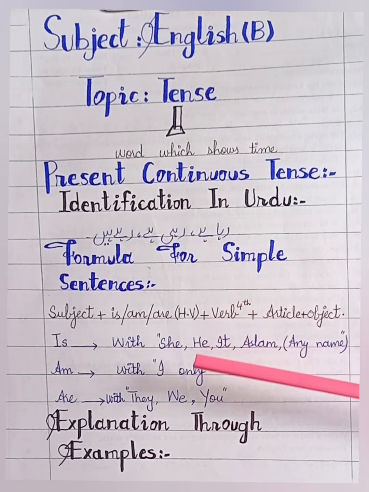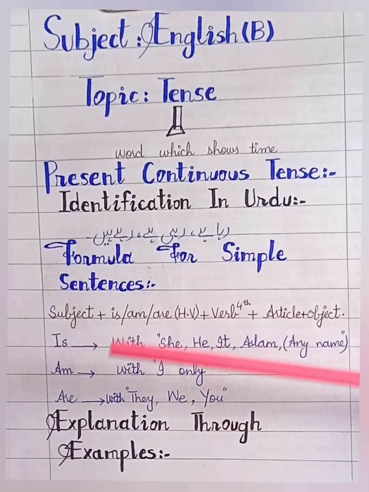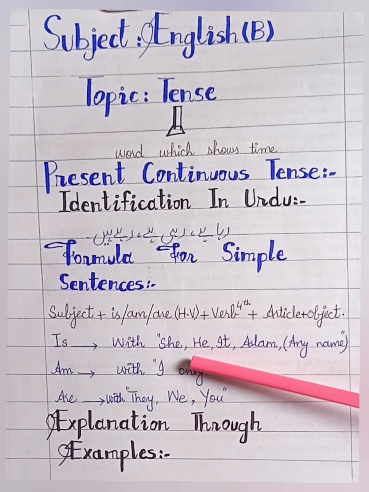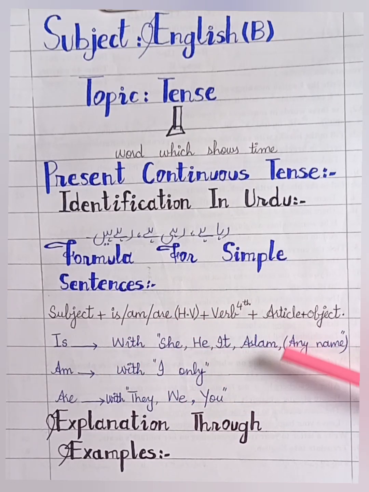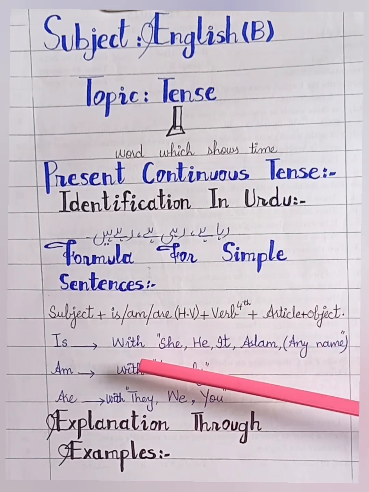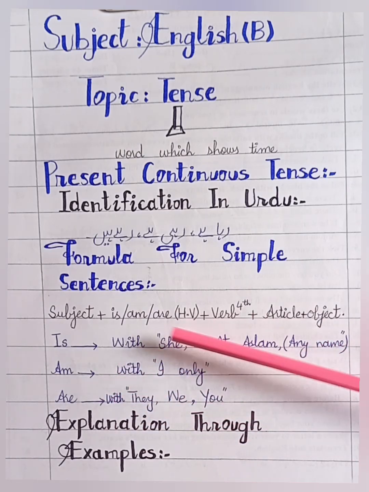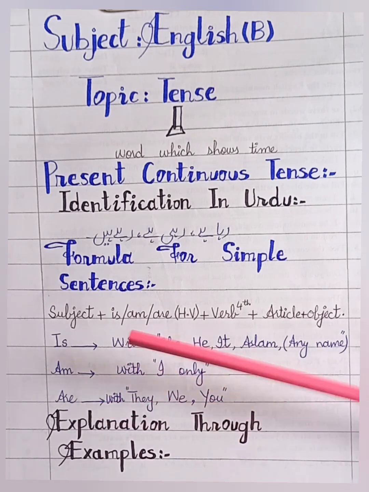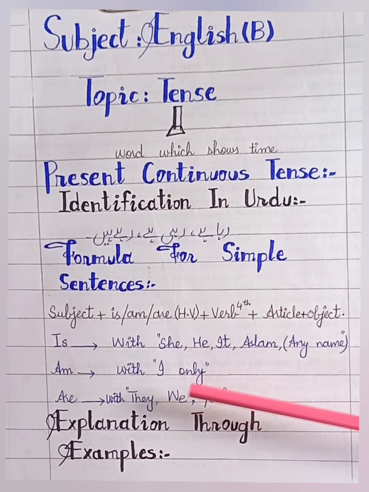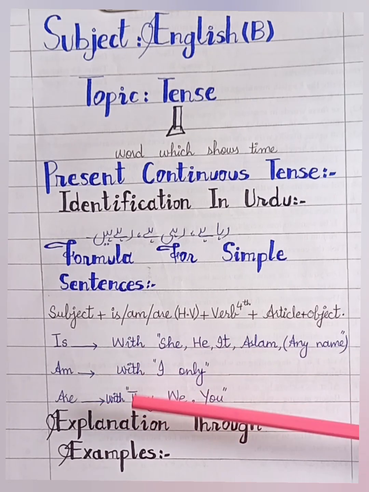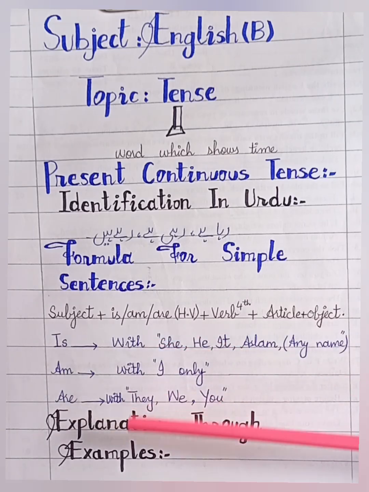I am going to give you some extra information regarding this. Is is used with she, he, it, Aslam or any name. You can write any name in this case. Then am is used with I only. And finally, last one, are is used with they, we and you. Now I will explain it in detail with the help of examples.